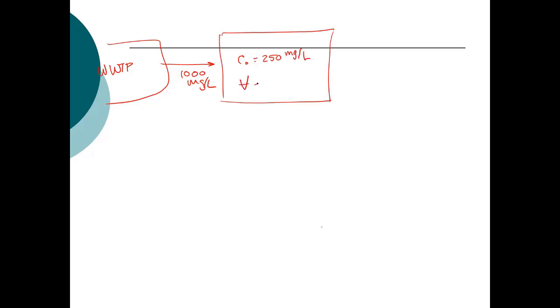The volume is equal to 5,200 cubic meters, and Q in equals 0.015 cubic meters per second. And Q out is the same.